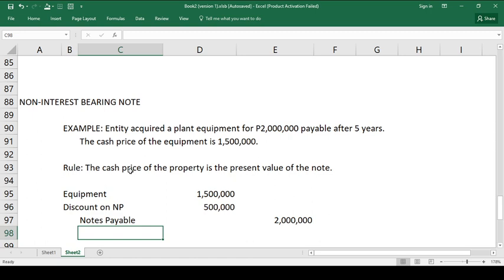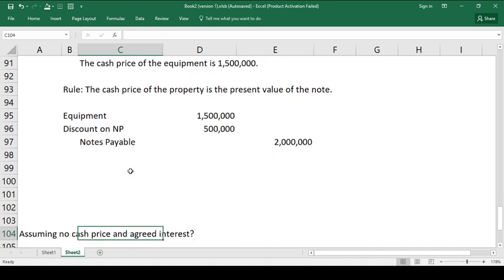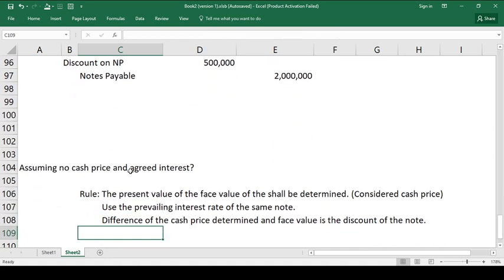Sir, what if? Ito naman, another what if. Marami pong what if sa topic na to, no? What if, assuming no cash price and agreed interest? Okay, this is the rule. The present value of the face value of the note shall be determined.